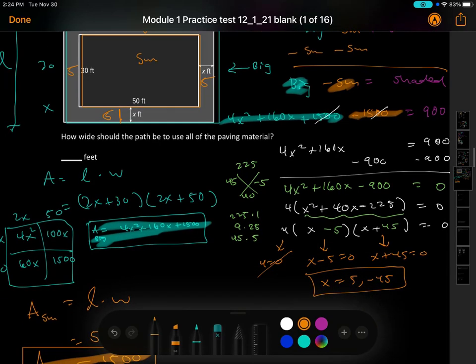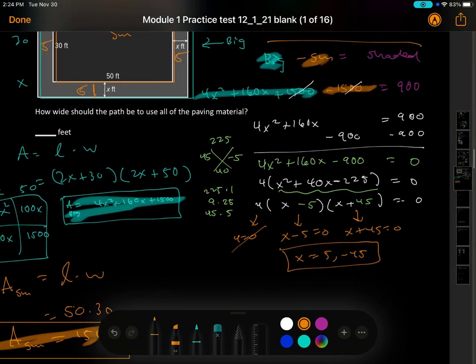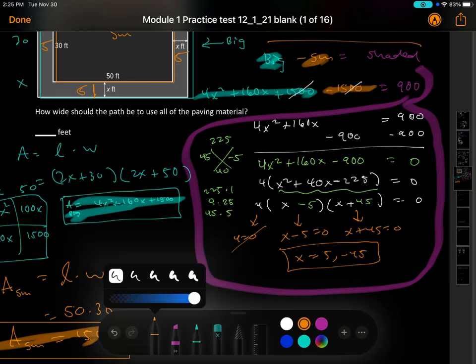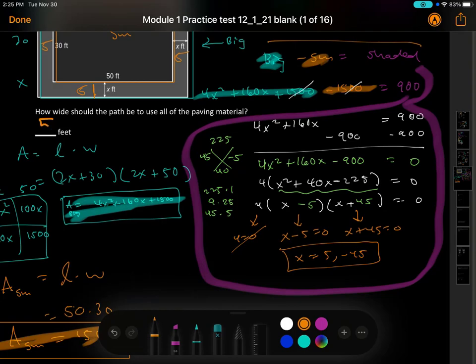So the shaded region is, let's see, put this in pink. This is all what we can do for the shaded region. Because if you put 5 back in there, it'll give you 900. So the answer is 5.